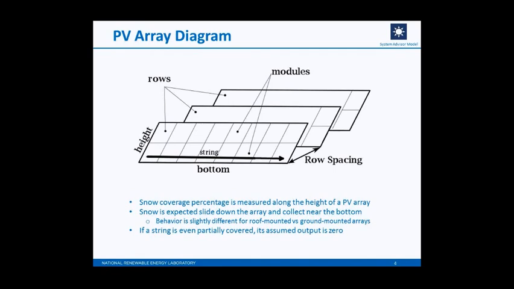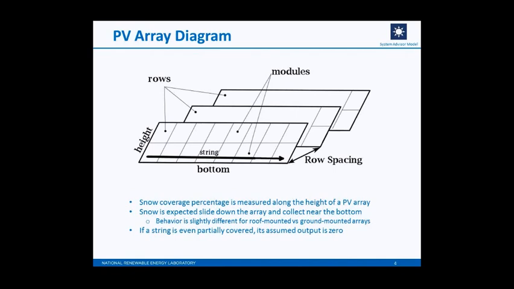And the way the snow model is working is that the model is assuming that an entire row at the bottom of one of these, as you can see in the picture, is a single string. And if a single string is even remotely covered by snow, then the entire string is shut down.